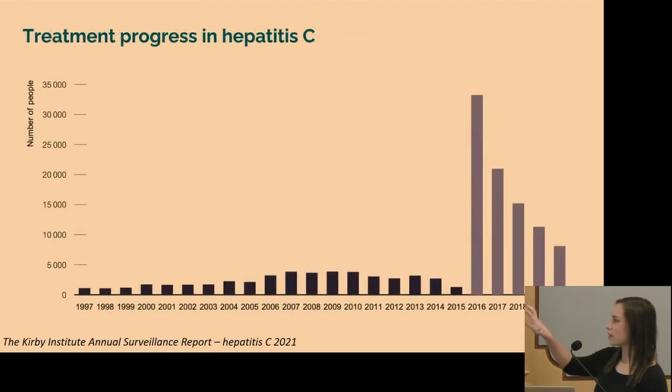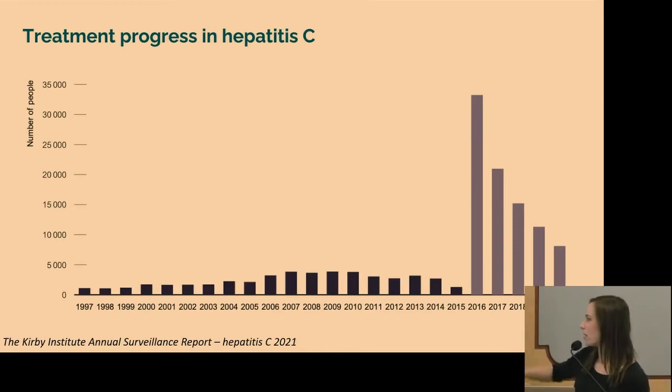So this is the chart that really explains the previous chart. This is the number of people treated for hepatitis C over time, and you can see the absolutely huge uptake once DAAs were listed on the PBS in 2016. That sort of pace probably couldn't have been continued indefinitely, but we have seen a decline over time in the number of people receiving treatment each year, and that's been relatively stable each year.